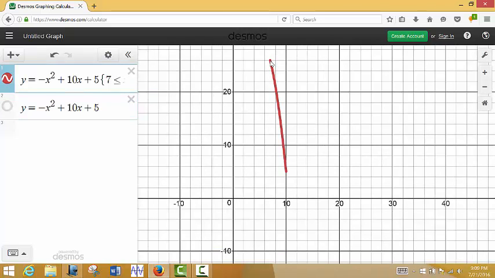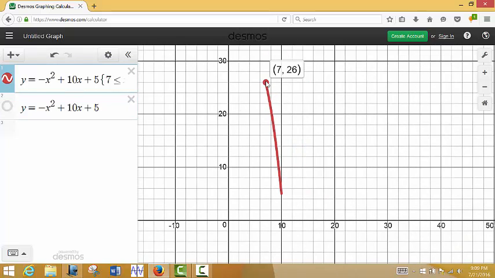So our absolute maximum value is 26 and occurs when x equals 7, and the absolute minimum was a y value of 5 when x was equal to 10.